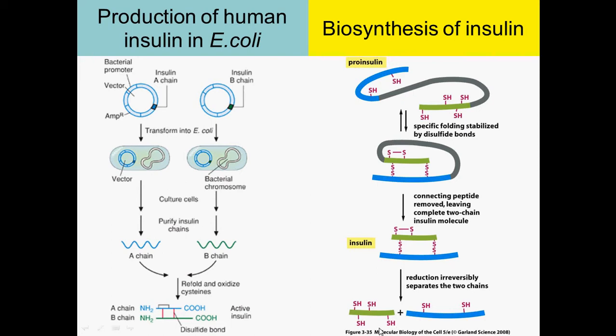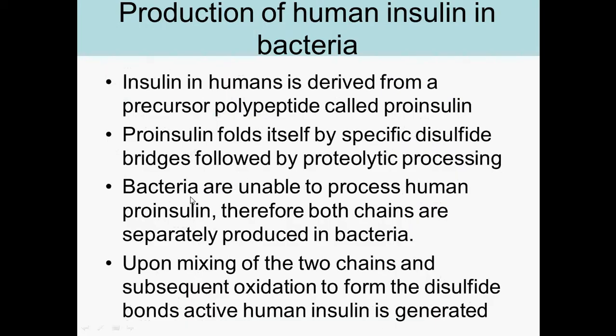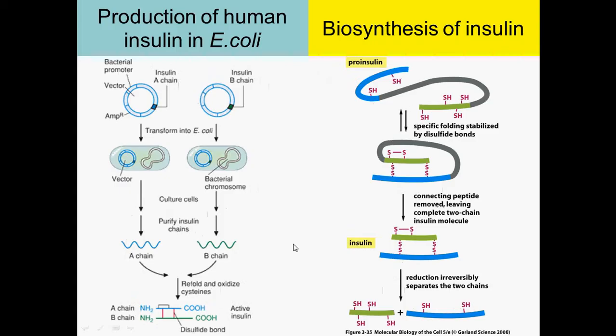Then you can reverse it, cut the disulfide bonds and go back. So this is what happens normally in our body. Proinsulin folds itself by specific disulfide bridges followed by a proteolytic process. We talked about that. Bacteria are unable to process human proinsulin, therefore both chains are separated. Chains are separately produced in bacteria.